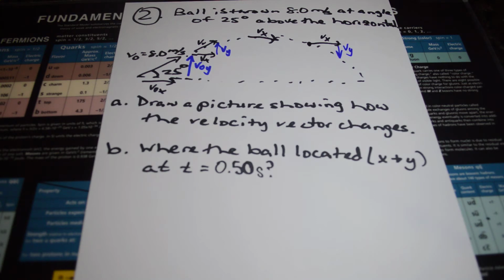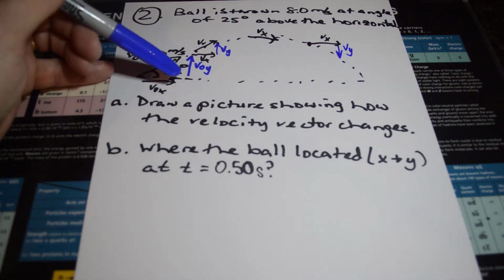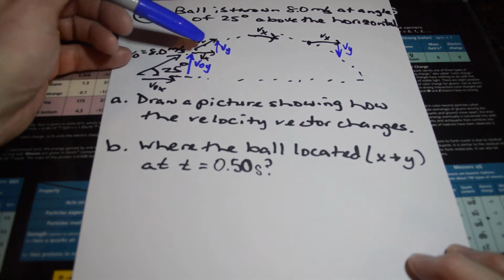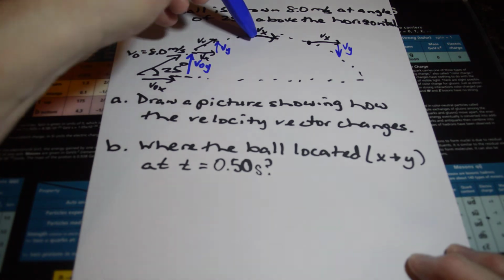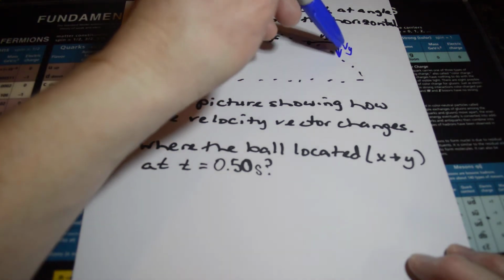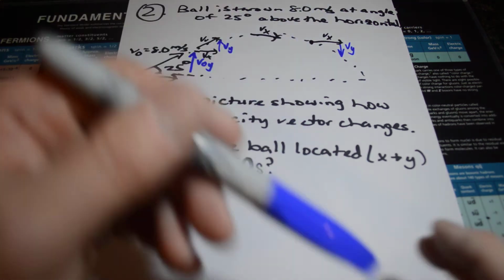So the idea of that question is to draw a picture showing the velocity changes. It's going to go from a high value to a low value to 0 in the y direction, and it's going to start to get bigger in the negative direction.